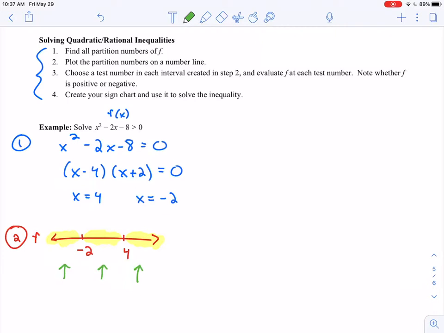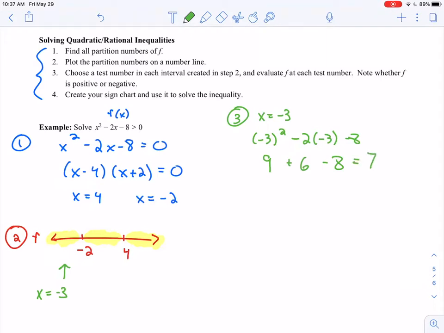So let's just start with the interval to the left of -2. I might pick, how about x equals -3. I'm going to take x equals -3 and plug that into my function. So if x is equal to -3, then I'm working with (-3) squared minus 2 times -3 minus 8. So let's see, I've got 9 plus 6 minus 8. 9 plus 6 is 15, minus 8. That should give me a positive 7 here.